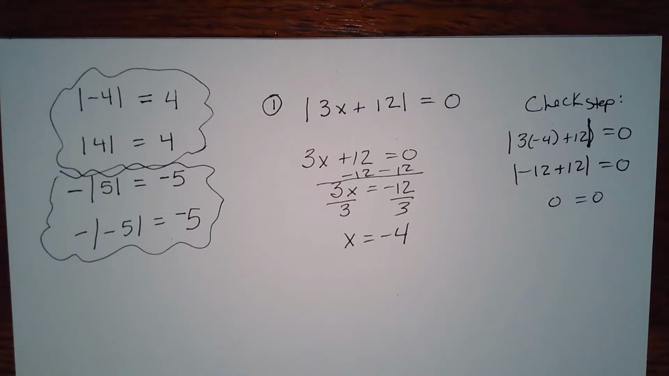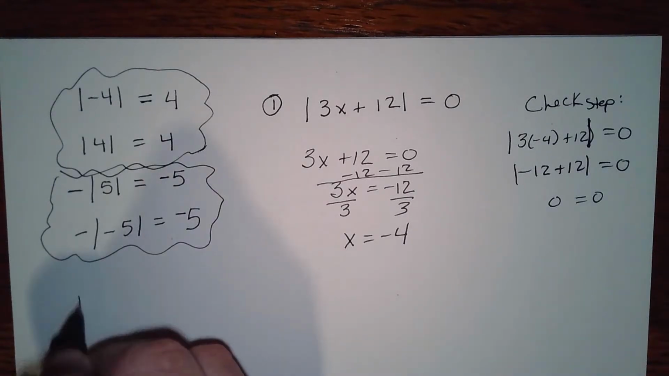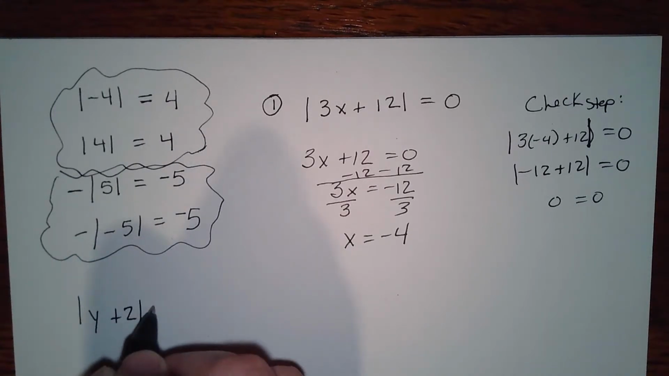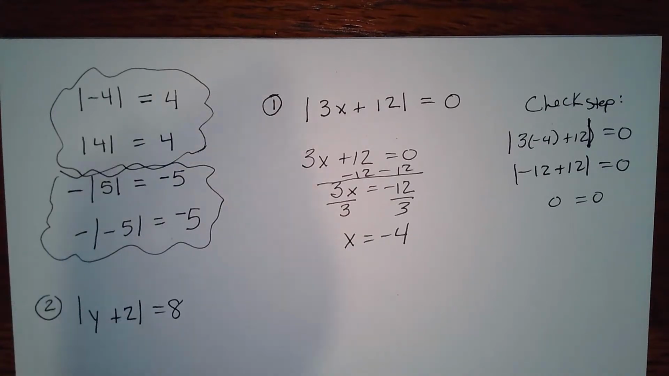All right, let's try one now, like number 2. Now number 2 is very similar to what we've been playing with. So we have the absolute value of y plus 2 is equal to 8. So remember what I just said a moment ago. There's always a positive side and a negative side. Now here's the most important part to this. Your absolute value must be totally isolated on the left side. All other numbers must be on the right.